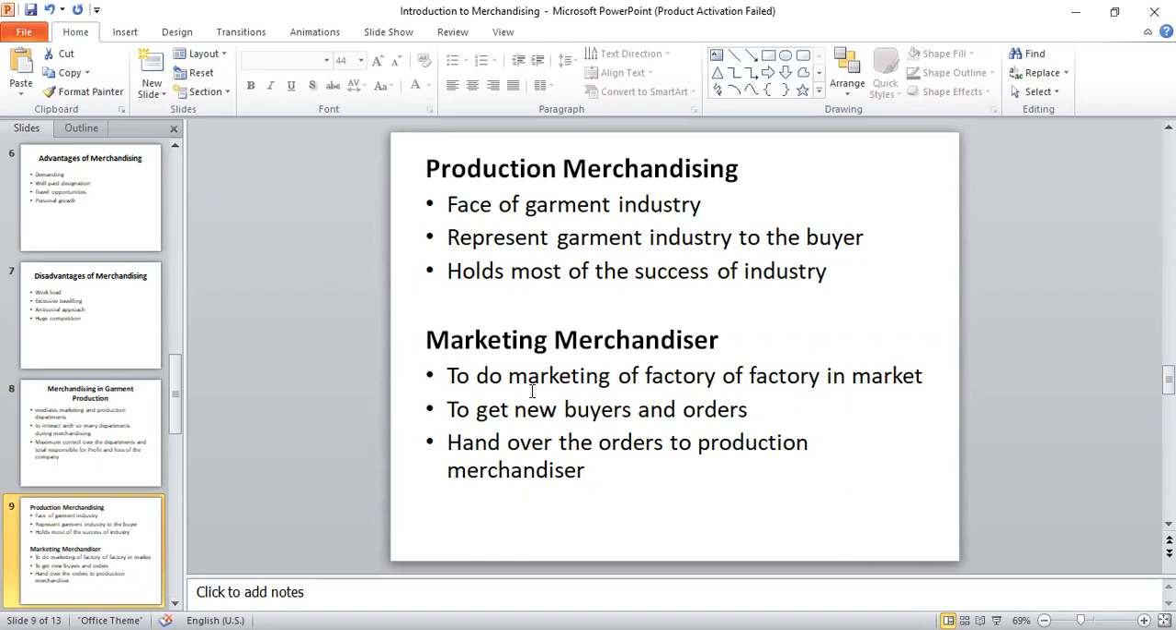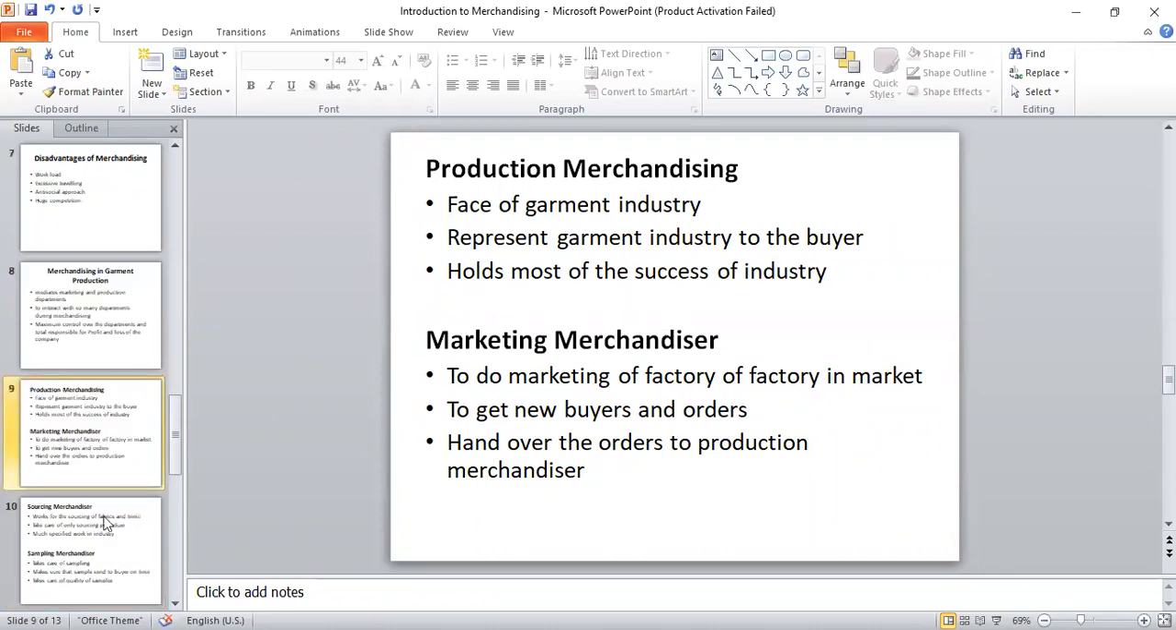So the next is marketing merchandiser. The main job of the marketing merchandiser is to do the marketing of the factory in the market, to get new buyers and orders. Once an order is confirmed from the buyer, the marketing merchandiser will hand over the order to the production merchandiser.